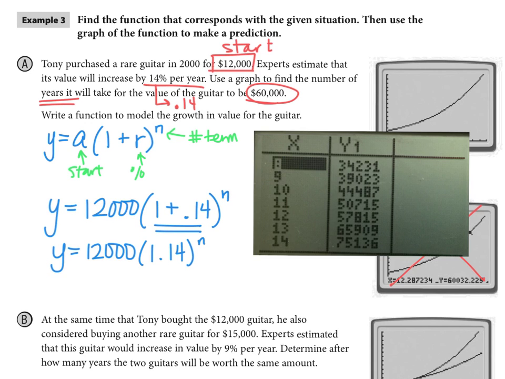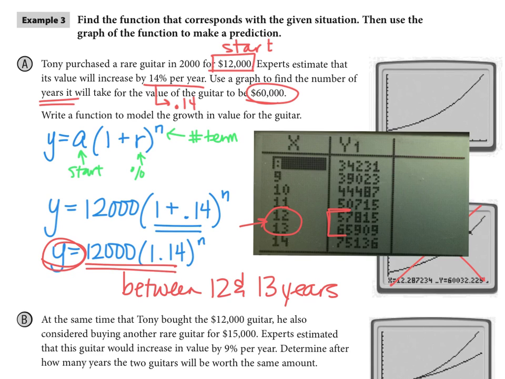Okay, so I've typed that in my calculator, and I'm just looking for where we have it equal to 60,000, and it looks like that's happening somewhere between 12 and 13 here, right? Somewhere in that time frame, we're going to hit 60,000. So it's asking how many years, so that means our answer is going to be between 12 and 13 years. And all I've done in my calculator is typed that equation into y equals.